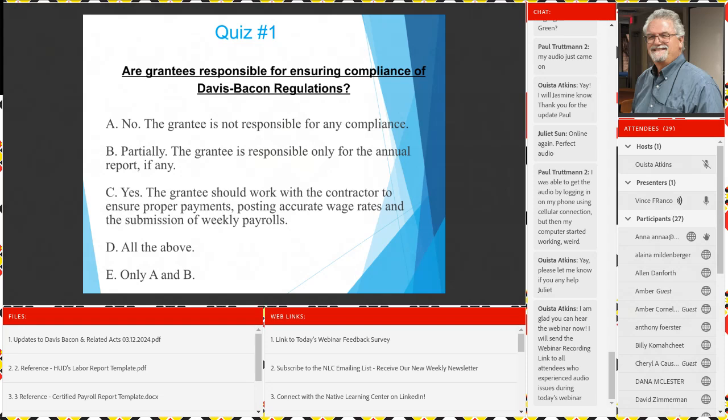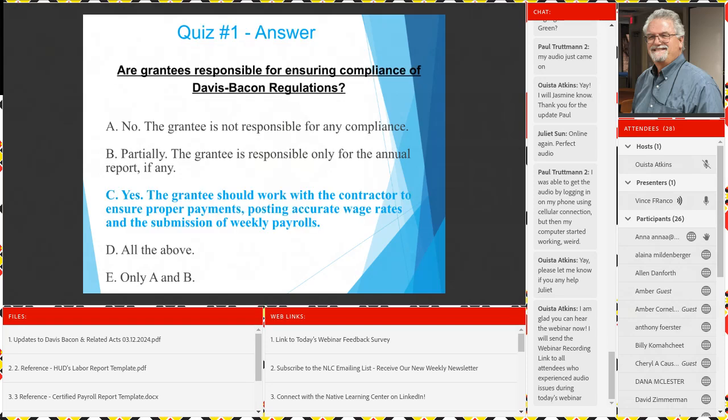Are grantees responsible for ensuring compliance? You are the grantee. Are you responsible for ensuring compliance with Davis-Bacon? A, no, the grantee is not responsible. B, partially. The grantee is responsible only for the annual report. C, yes, the grantee, you, should work with the contractor to ensure proper payments, et cetera. D, all the above. E, only A and B. Well, C, clearly, as I've been saying, is that you really should take control of the situation. Not necessarily the contractor's position, but you need to understand Davis-Bacon legislation, prevailing wage, certified payroll records inside and out.